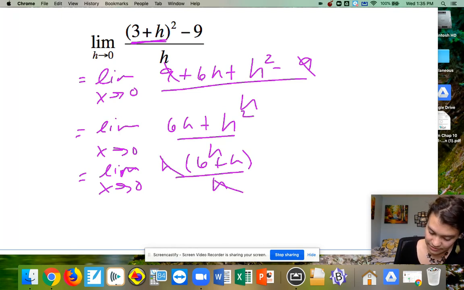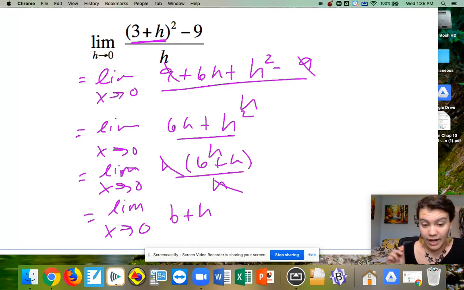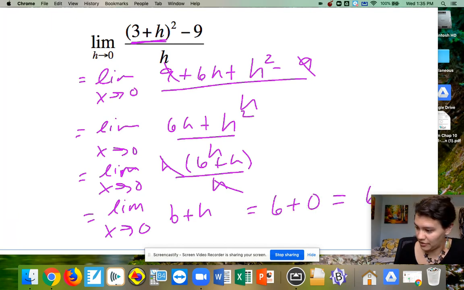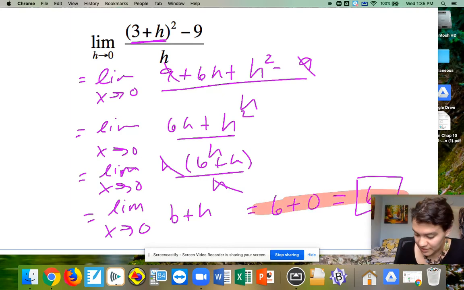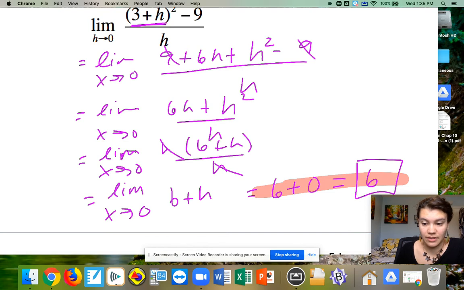These h's will cancel. Limit as h approaches 0 of 6 plus h. And now I don't have an h on the bottom, so I can just plug in. I can drop my limit and do 6 plus 0, and your answer is 6. So this part is when you can drop your limit, because I've gotten rid of the h's, like I've plugged in my value right here.